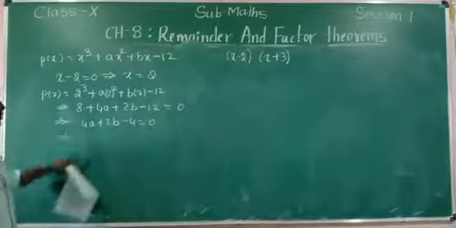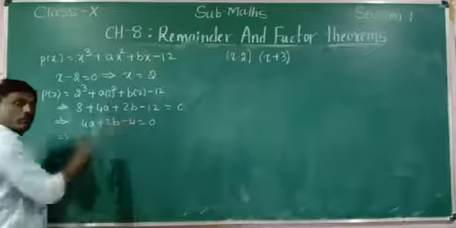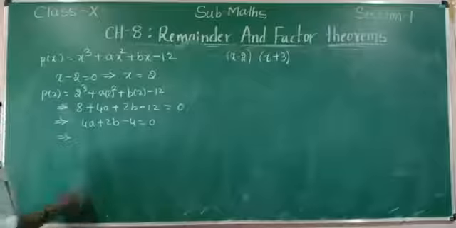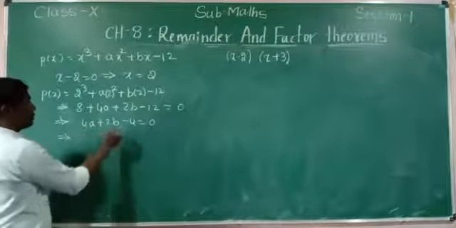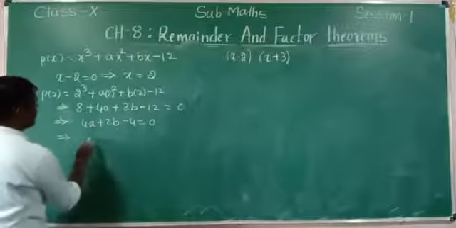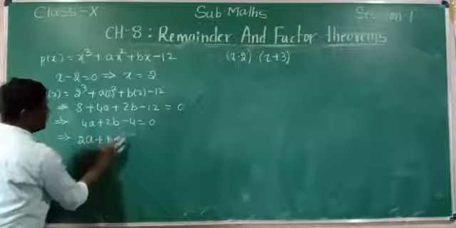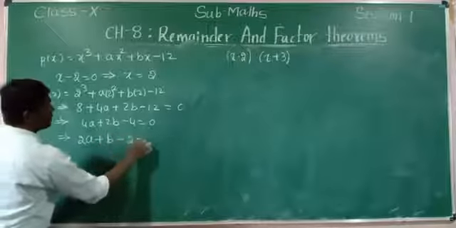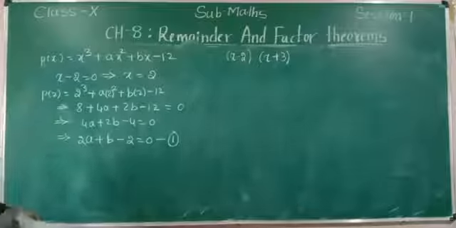Just reduce the whole equation by dividing by 2, because 4, 2 and 4 are multiples of 2. You will get the reduced form of the equation as 2a plus b minus 2, which is equal to 0, and this one is considered as equation 1.